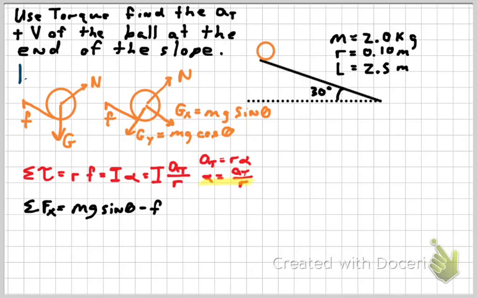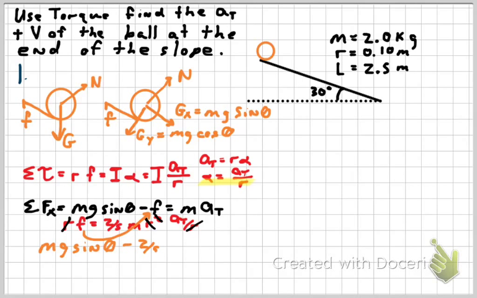Then we do the sum of the force equation. And when we look at the sum of the force equation and write out our torque equation below it, we can see that the R's cancel out in this equation, and then we can substitute friction into the Newton's second law force equation. And we get mg sine theta minus 2.5 mat equals mat. Solving for the acceleration, 5/7 g sine theta is the translational acceleration.